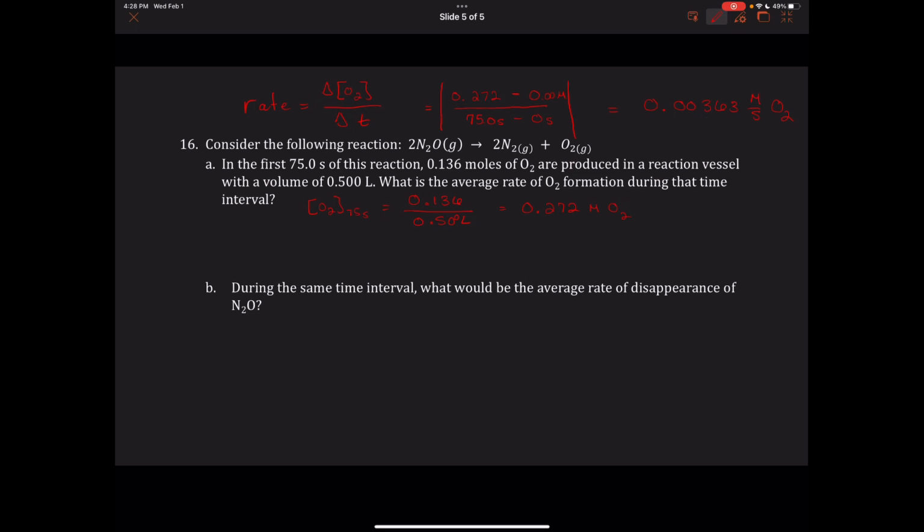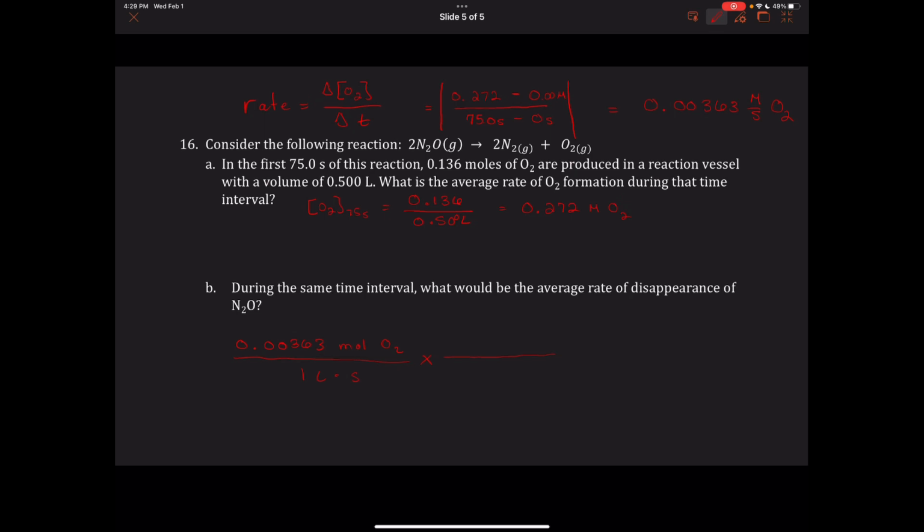So with part B, we're asked during the same time interval, what would be the average rate of disappearance of N2O? So based on the information we have the rate for the oxygen. That oxygen rate of 0.00363, that's how many moles of oxygen we produce per 1 liter per second. And we're going to convert the moles of oxygen to moles of the dinitrogen monoxide, the N2O.